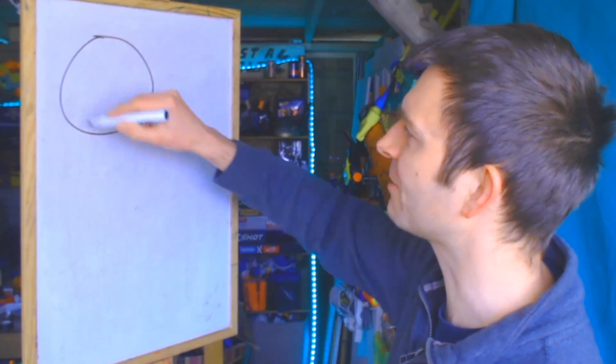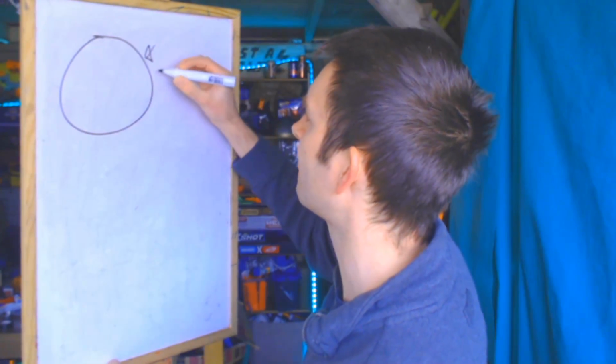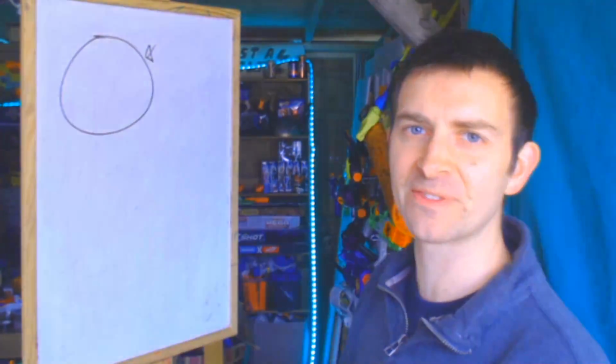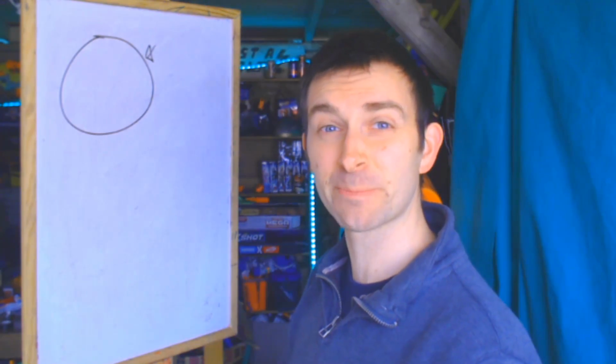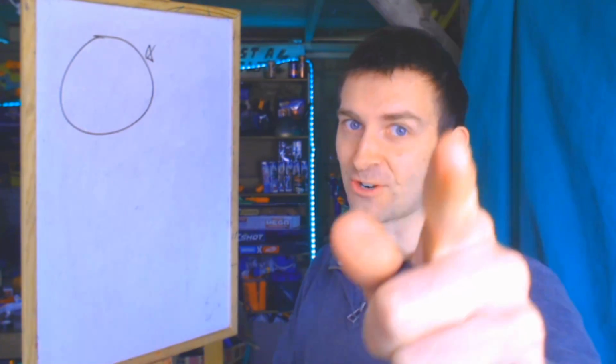Now, around the outside of the circle, we have what's called a circumference. All right, that's your circumference. It's the thing that goes all the way around the outside of the circle. Basically, it's the perimeter of your circle. That, my friends, is a circumference, and don't you forget it.